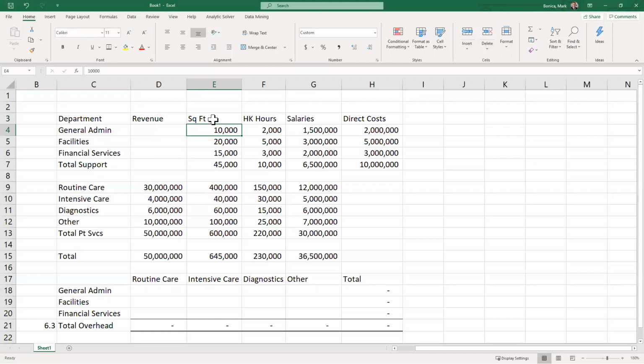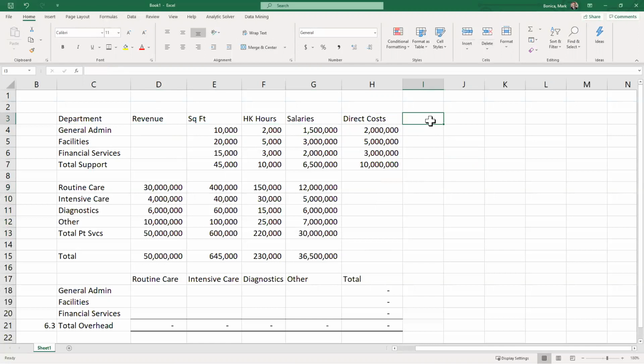So we have no revenue for the support departments, and then we have the revenues from the profit centers down below. Then we have a column for square footage, the amount of square feet each of the departments represents. I've abbreviated housekeeping with HK, so this is the number of hours that the parent organization spends cleaning the respective areas. Then total salaries for each of the centers, and the direct costs, which would include salary costs and any other direct costs for the cost centers. We note we don't have the direct costs for the profit centers.